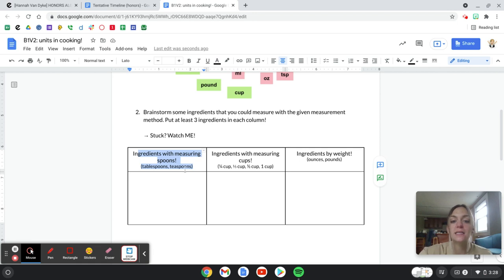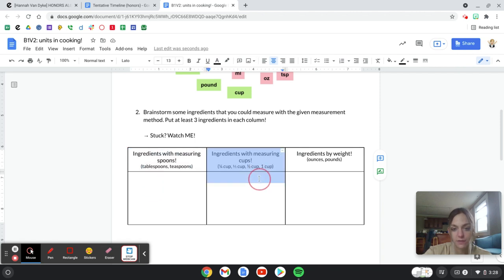The next one is ingredients with measuring cups. So I just gave you some examples down here: a fourth of a cup, a third of a cup, 1 cup, something that you measure with measuring cups. And then this last one is ingredients that we measure by weight in ounces or pounds. Now, there need to be at least 3 ingredients in each column. So that means 3 here, 3 here, and 3 here.